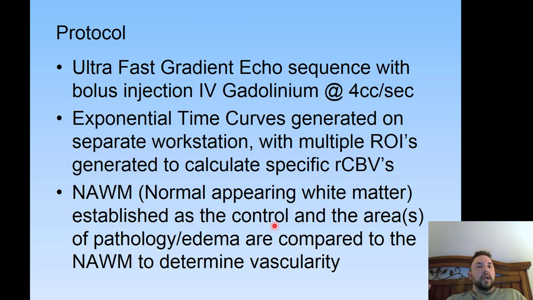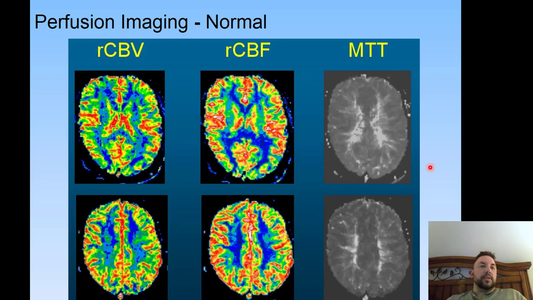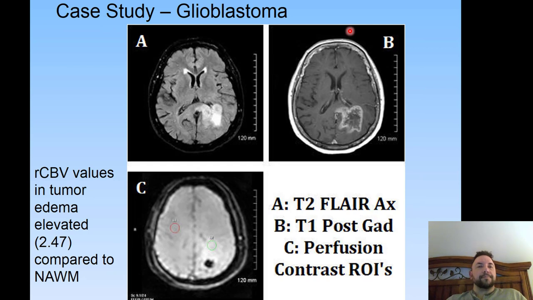Protocol for our T2 star perfusion: we have to inject at 4 mLs per second. Our time curves are generated on a separate workstation, and we want to use this normal appearing white matter as our control. We want to compare that to abnormal tissue. So normal tissue, good enhancement pattern to it. You want to see red, where obviously there is good perfusion.